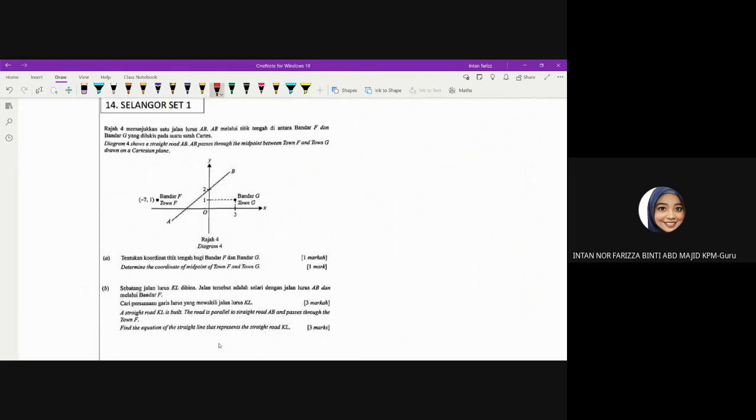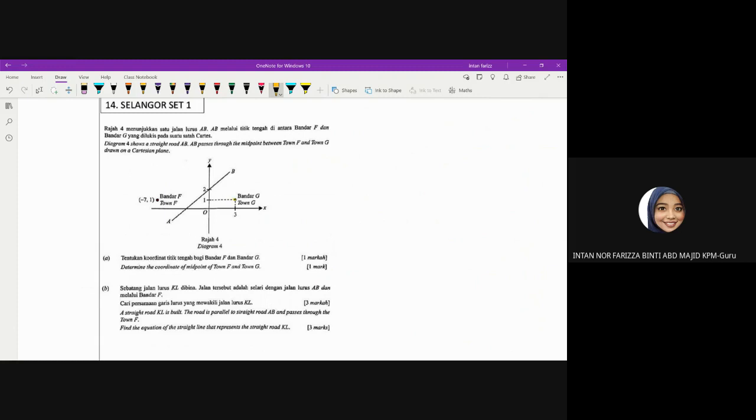Okay, next will be the Selangor set 1. Okay, Selangor set 1. Okay. Sorry. Diagram 4 shows you a straight road of AB. So AB, mana AB? Okay, and AB passes through the midpoint of town F and town G. Okay, dia berada di tengah-tengah. Okay, alright. So sekarang ni, we have to find what is the coordinate of midpoint of town F dengan town G.